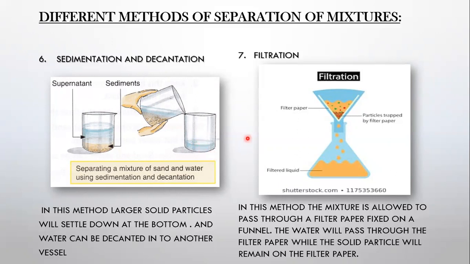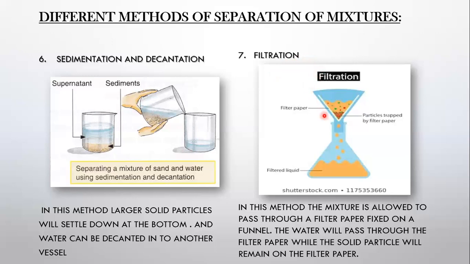We can obtain the clear water by another process called filtration. For filtration, we will either use filter paper, or we can also use fine cotton cloth. Filter paper is a paper which contains very minute, very fine pores or holes. This filter paper we will fold in the shape of a cone, like an ice cream cone. Then that paper we will fix on a funnel.